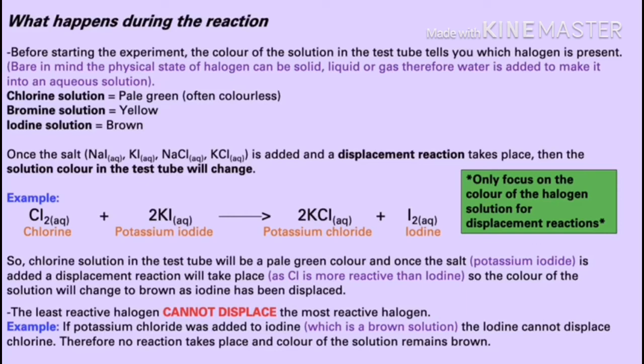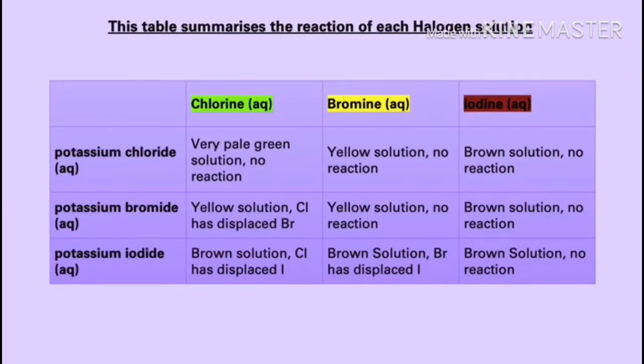The least reactive halogen cannot displace the most reactive halogen. For example, if potassium chloride was added into iodine, which is a brown solution, the iodine cannot displace chlorine. Therefore, no reaction takes place and the colour of the solution remains brown. This table summarises the reaction of each halogen solution.